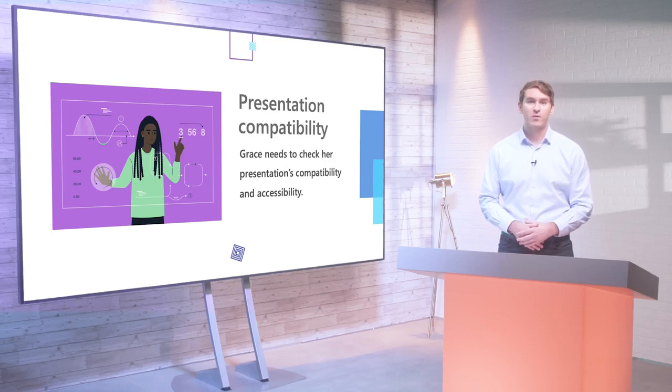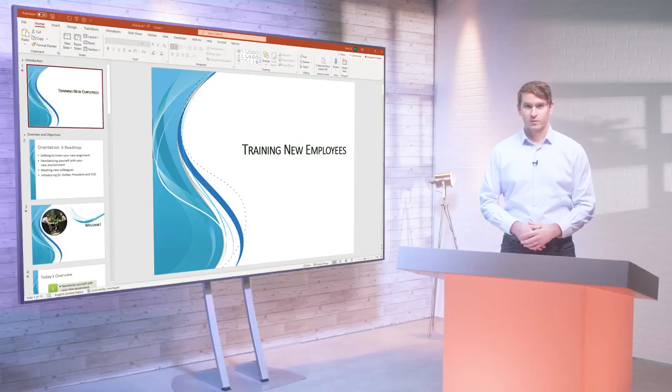She needs to use PowerPoint's compatibility tools to make sure that her team members can open the file once they receive it. And she must also run an accessibility check so that colleagues with disabilities can follow it, such as those with visual impairments. Grace can use the compatibility checker to save an older version of Microsoft PowerPoint to share with her colleagues, as can any user of Microsoft PowerPoint.